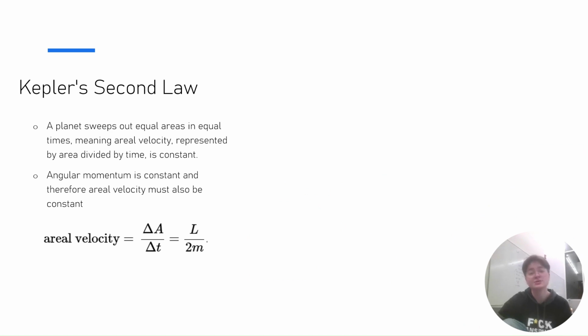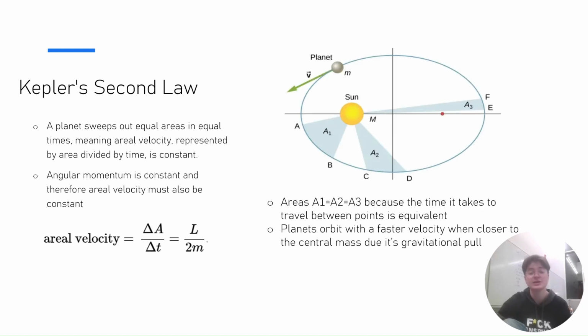Now focusing on Kepler's second law, which is when a planet sweeps out equal areas in equal times, meaning that the areal velocity, represented by the area divided by the time, is constant, whereas angular momentum is also constant, therefore areal velocity must also be constant. And here we have the equation for areal velocity, which is the change in area over the change in time, which is equal to the angular momentum divided by 2m.